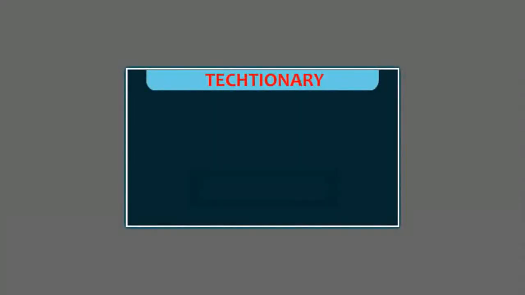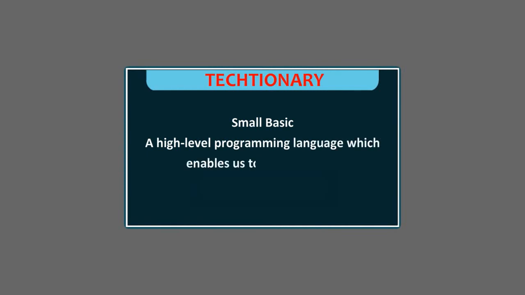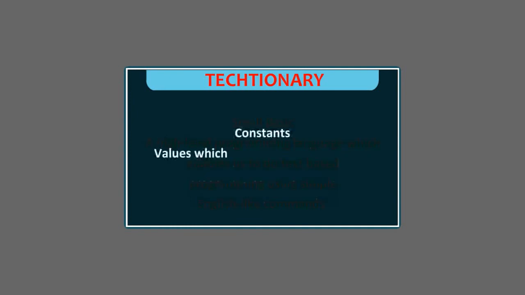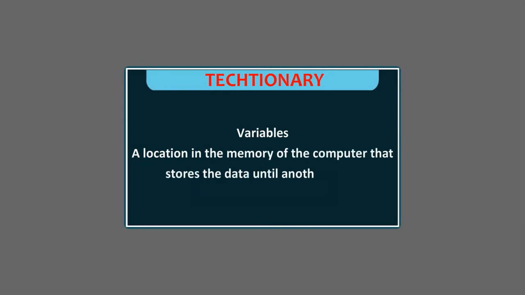Dictionary. Small Basic, a high-level programming language which enables us to do text-based programming using simple English-like commands. Constants, values which do not change during the execution of the program. Variables, a location in the memory of the computer that stores the data until another value is assigned to it.